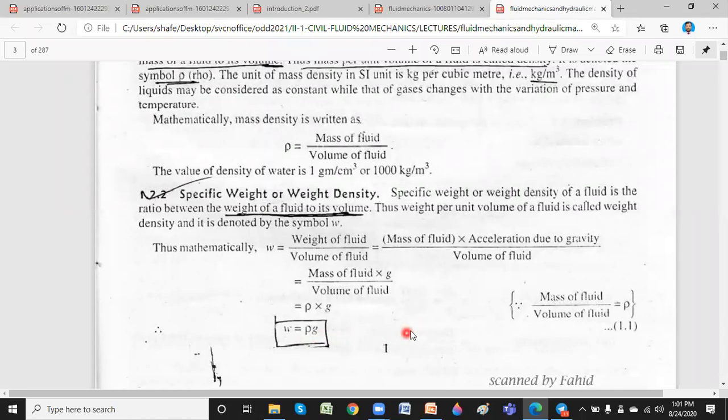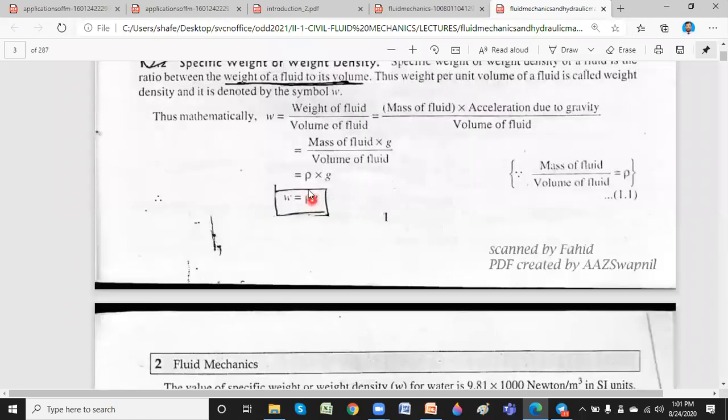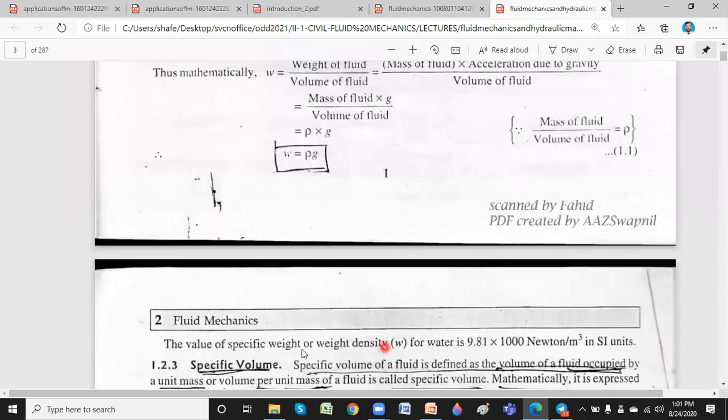Now, what is the specific weight of water? Can anyone guess? The density of water is 1000 kg per meter cube. Then what is the value of gravity? 9.81. So the specific weight, or weight density, is 9.81 times 1000. What are the units you can see here? Here mg is nothing but newtons, so the unit for specific weight is newtons per meter cube.